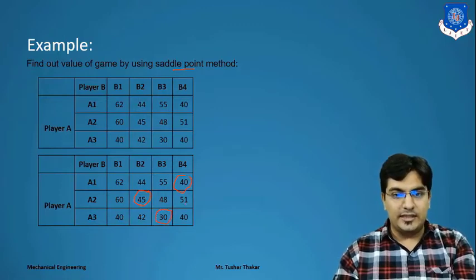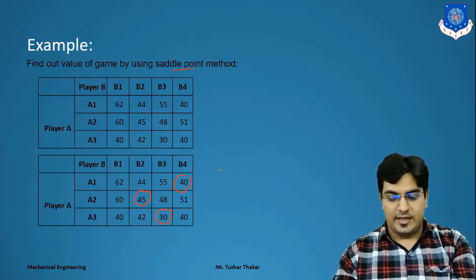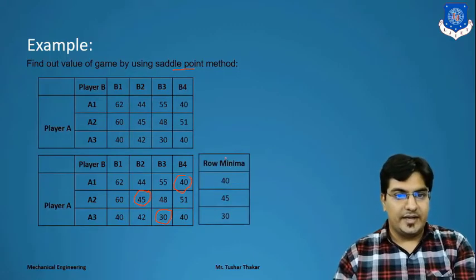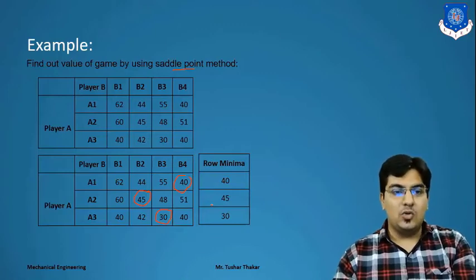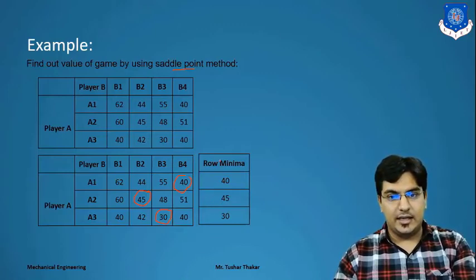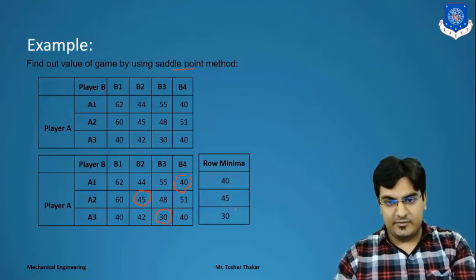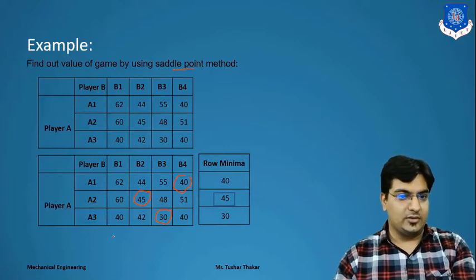We have to put these values and make one heading that is known as the row minima, in which we put the minimum value of the respective row. Now the second step is that in the row minima we have to put a rectangle on the maximum value. Here the maximum value is 45, so we put a rectangle over here.